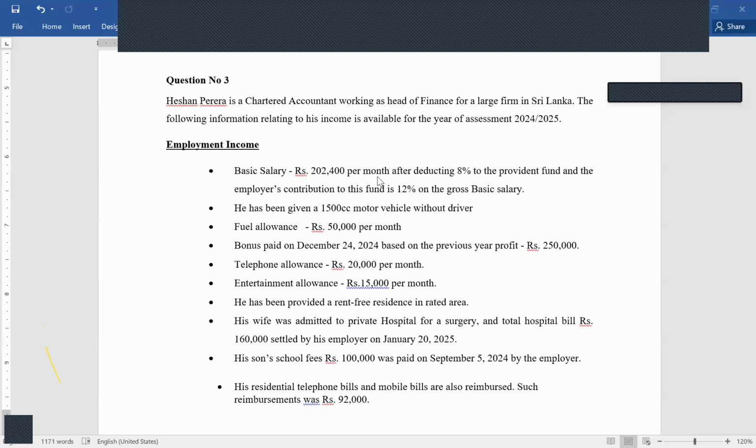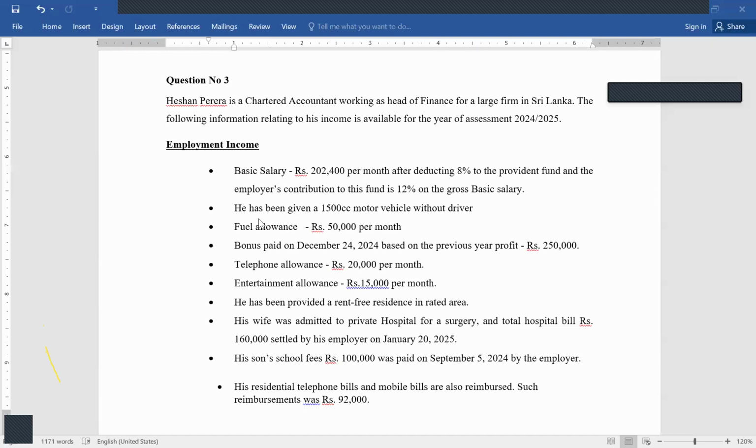Then the employer's contribution. I have not mentioned whether this is Commissioner General approved or not. You can make an assumption that this is an approved fund.